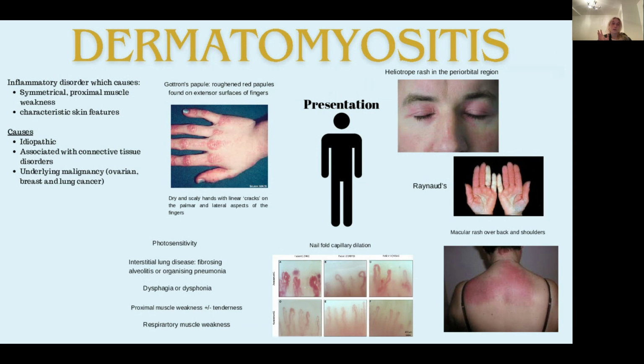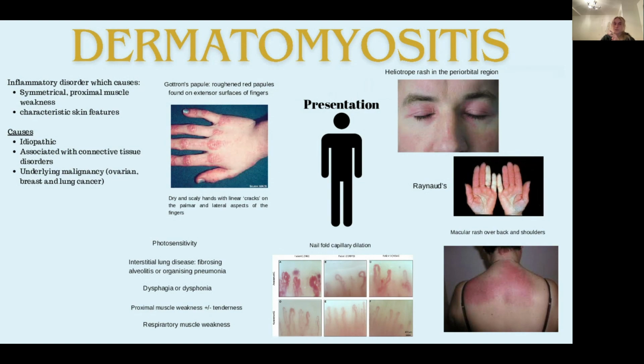We talked about the muscle weakness. They might also have tender muscles. It can also affect your respiratory muscles, so they might have respiratory muscle weakness, really struggling to get those breaths in. And then you can get these characteristic Gottron's papules, which are roughened red papules over your MCPs and your PIPs, and then you also get very dry and scaly skin, and it's often described as very itchy for these patients.